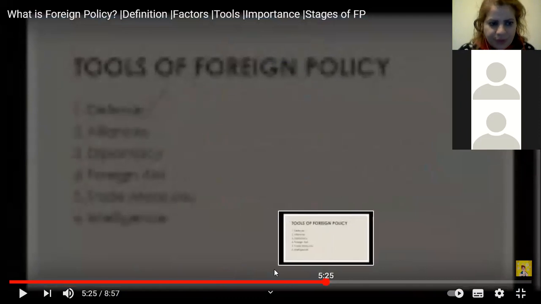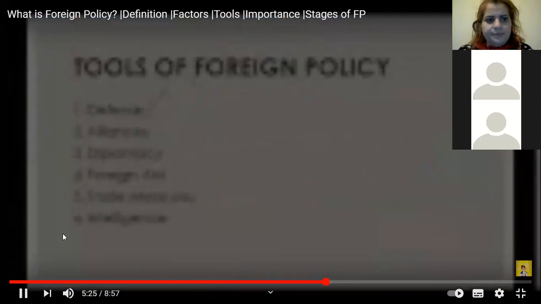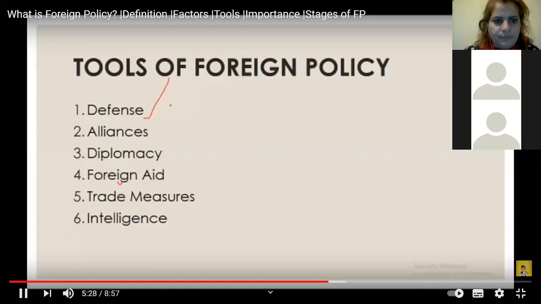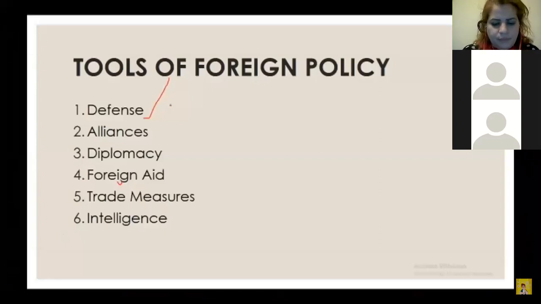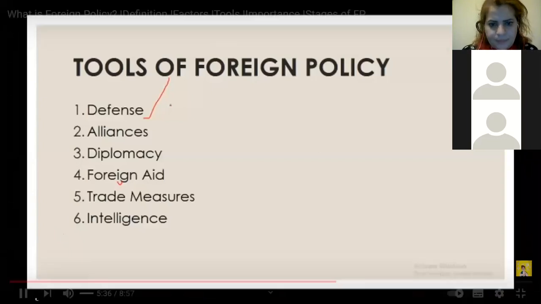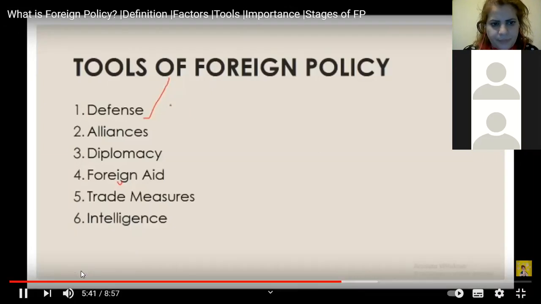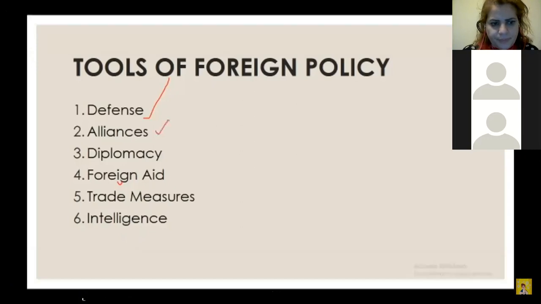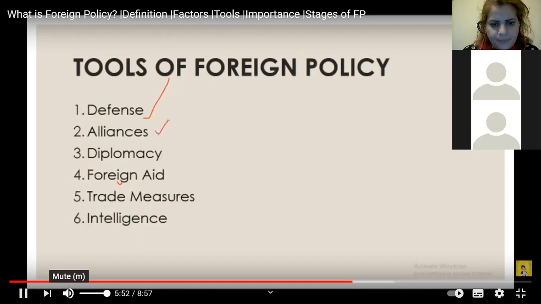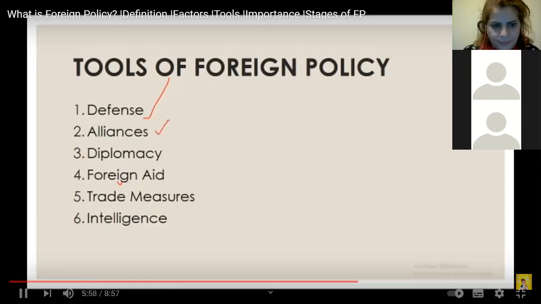Tools for foreign policy. Defense or military discourages aggression from another country or another state. It is a very helpful tool for the protection of any country. It is basically protecting the internal side of a state from external threat. Another tool is alliances. Alliances are the combination of military forces to create a strong military power. They are formed together to protect each other.